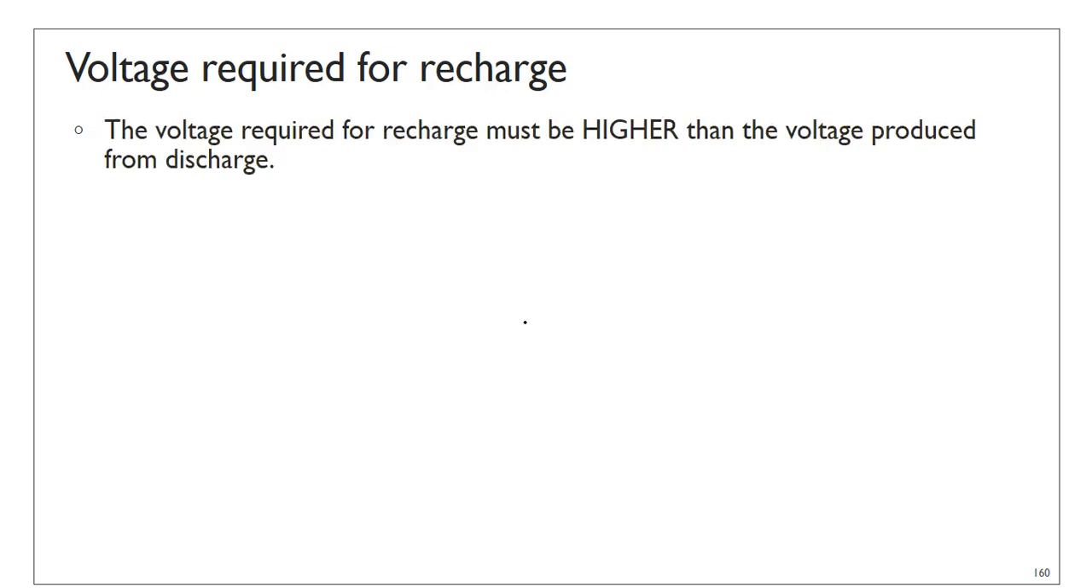Okay, one last thing is the voltage required for recharge. This is very similar to electrolysis. The voltage required for recharge must be higher than the voltage produced from discharge to account for energy loss in the wire. So let's say the battery, in the case of the lead acid, produces 12 volt, you need more than 12 volt to recharge the cell.